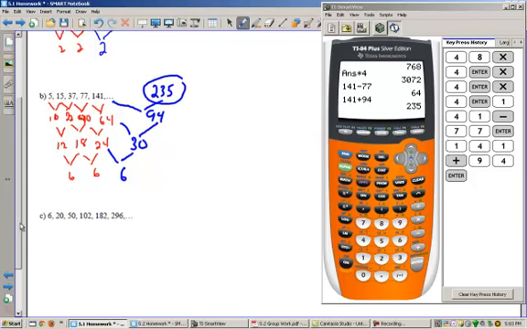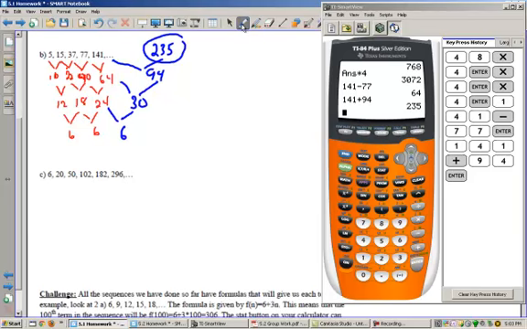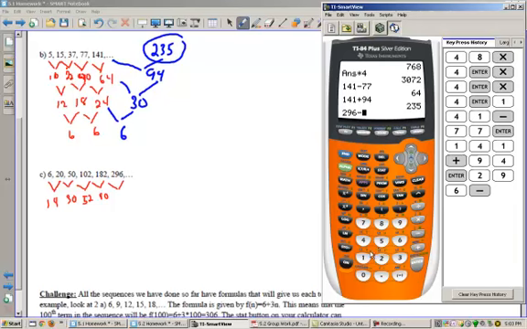All right, finally, this last one, part C. So here I take 20 minus 6, which is a 14. 50 minus 20, which is 30. 102 minus 50, which is a 52. 182 minus 102, which is 80. And finally, 296 minus 182, that one I'll use my calculator, so 296 minus 182.